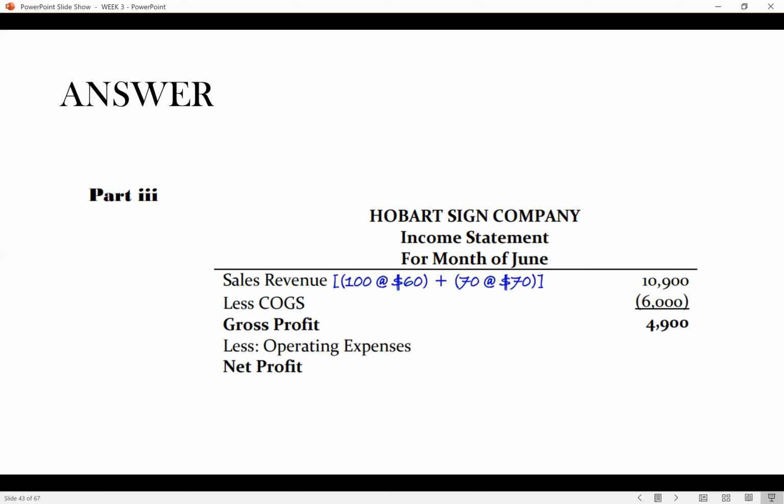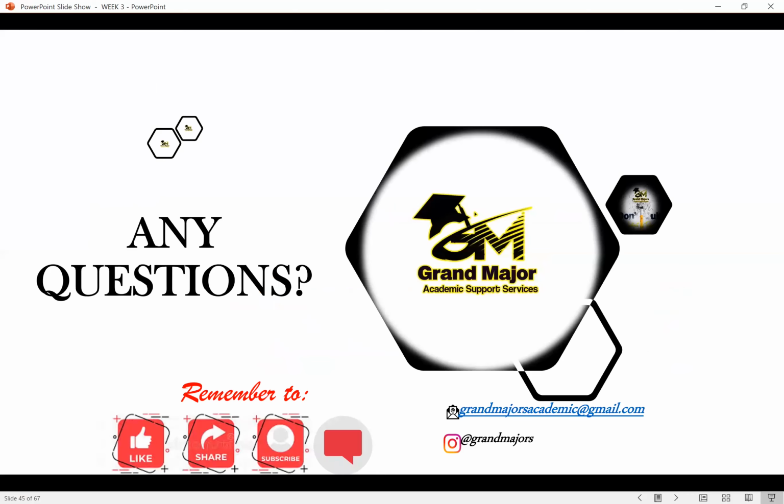Then we're going to be subtracting our operating expense, and that was in the latter part of the question of 2,700. Even though we only paid 1,800, it doesn't matter. The total expense was 2,700. So subtracting that from our gross profit, we get our net profit to be 2,200. So that's the end of our question. We would have completed all the requirements.